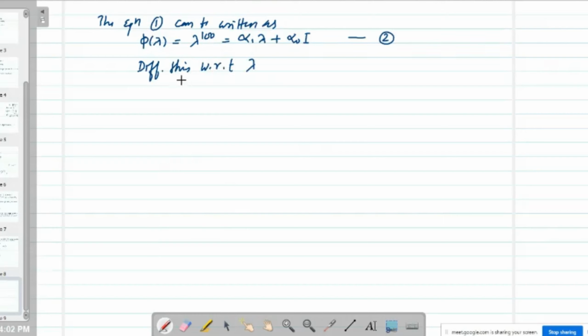So differentiating this, you will get 100 lambda raised to 99, and this equals alpha 1. What is the derivative of lambda? It becomes 1, and plus this is the constant, the derivative is 0. So you will get 100 lambda raised to 99 equal to alpha 1. Name this equation number 3.